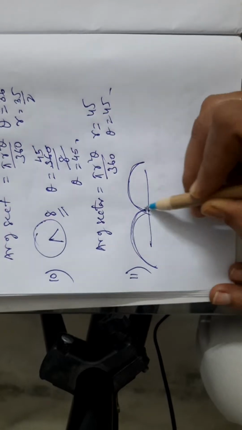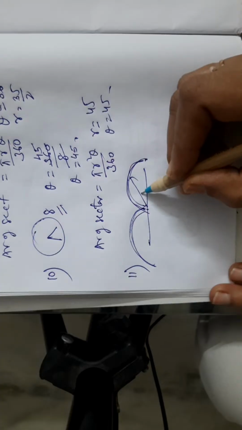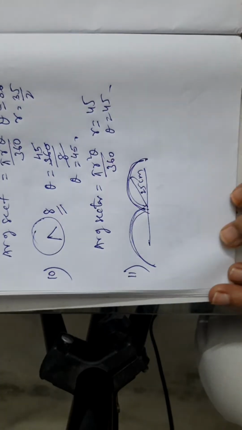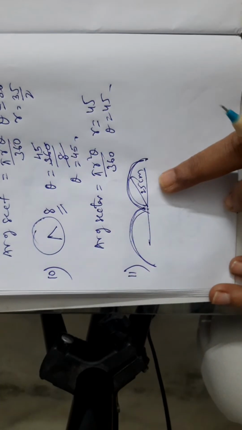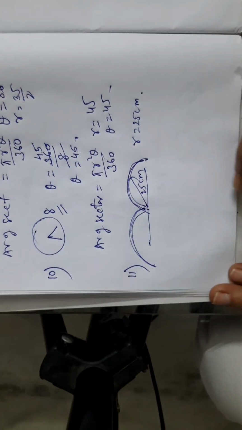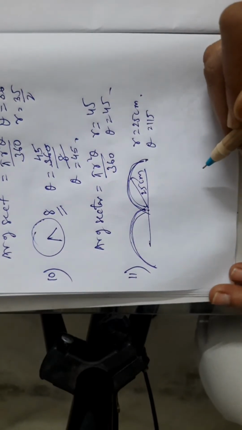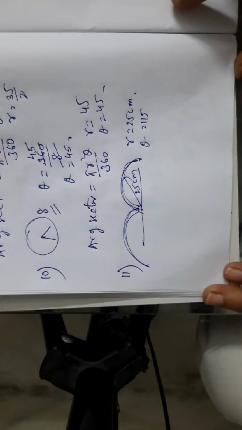So it will be wiping like this. The diameter is given, so the radius is given, 25 centimeter. The wiper's length is nothing but the radius. So the radius is 25 centimeter and theta is given as 115. Find the total area it will sweep.